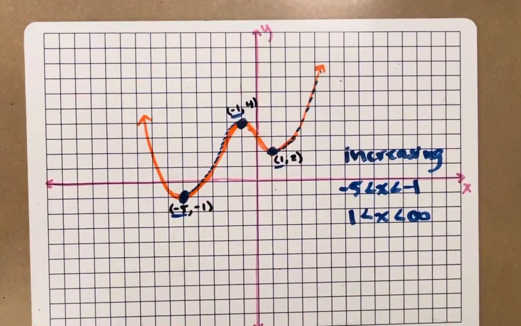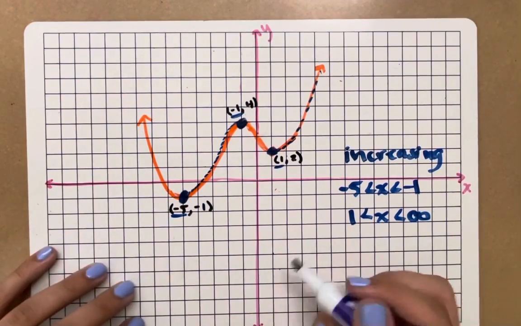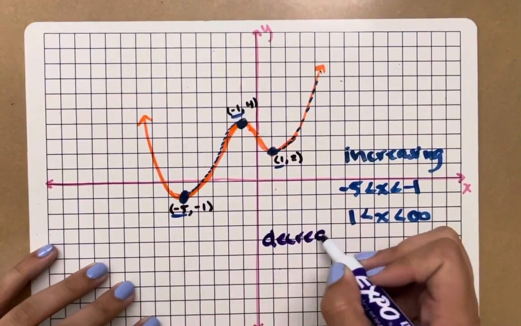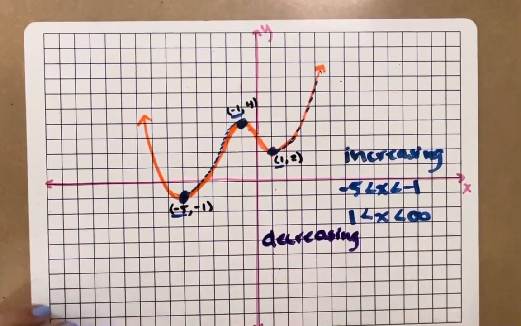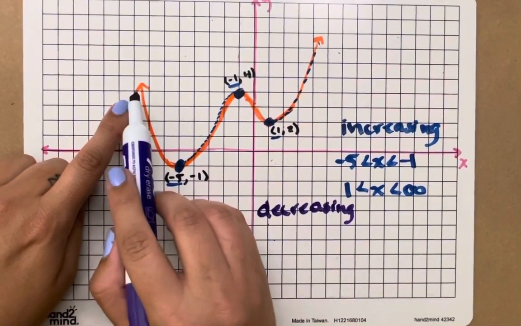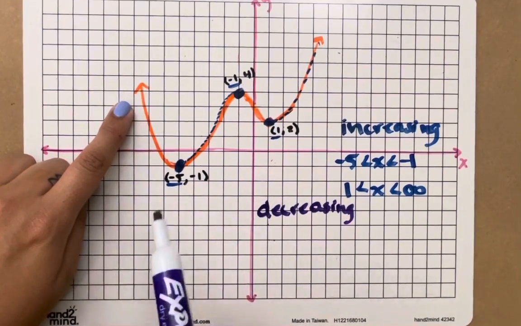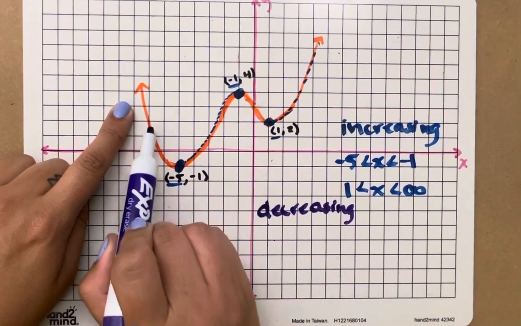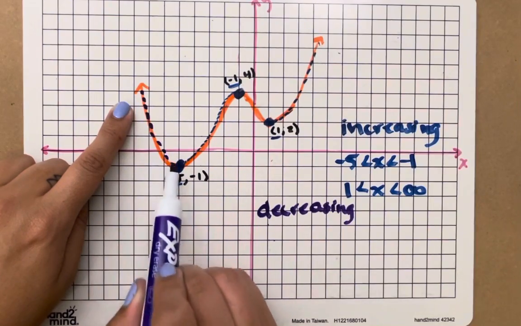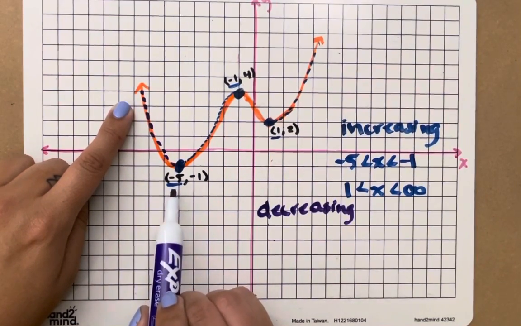So the remaining portions should be decreasing. Let's start over here. I'll write this here, my decreasing. First of all, starting at this arrow, which represents negative infinity, I can see that this is a negative slope. It is going down and to the right, all the way to my x value of -5.